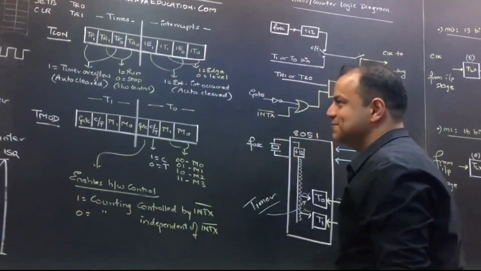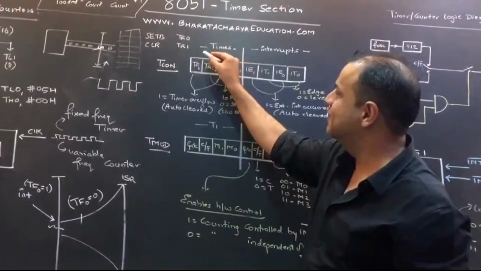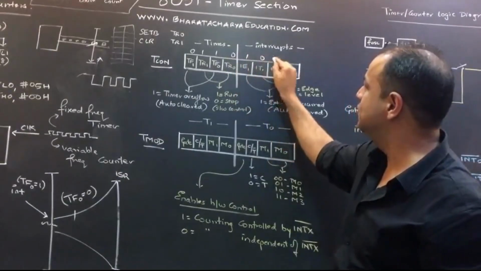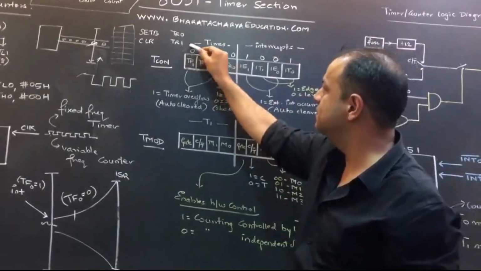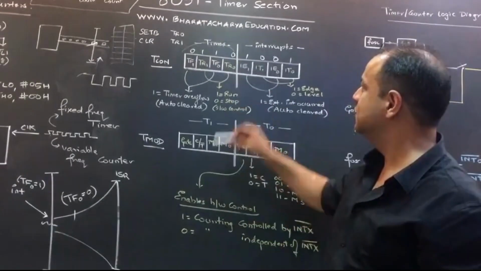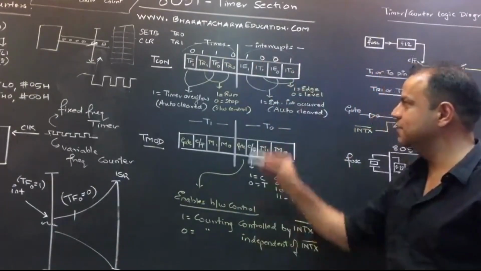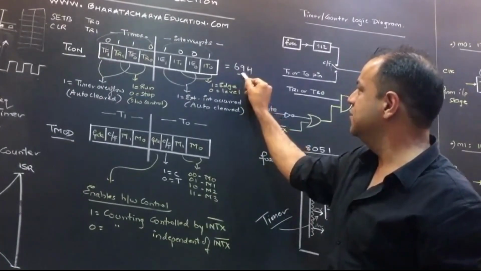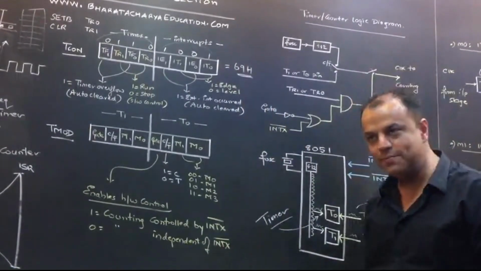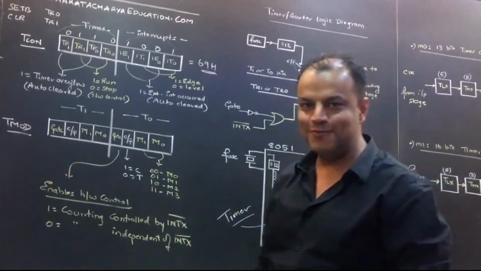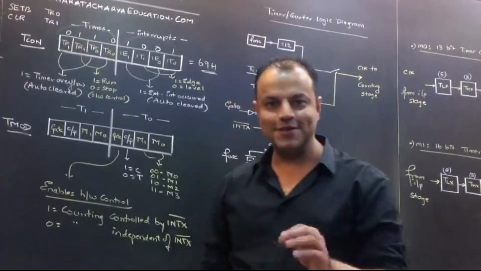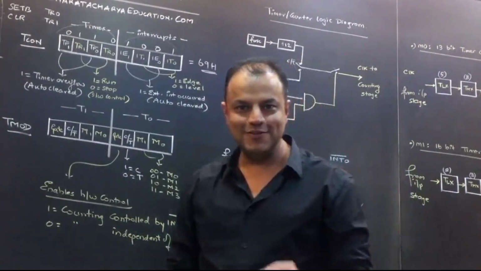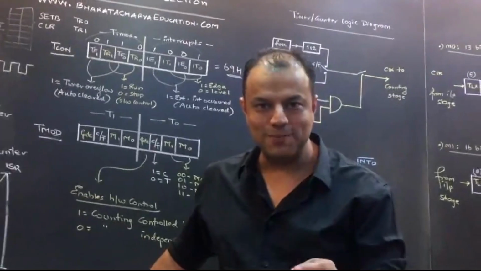Let's take an example. Suppose I say 0 1 1 0 1 0 0 1. What is this number? 6. This is 9. So the whole number is 69H. So suppose there is a question in the exam. Programmer has loaded the value 69H in TCON. Explain what has happened. This is a 5-mark jackpot for you.